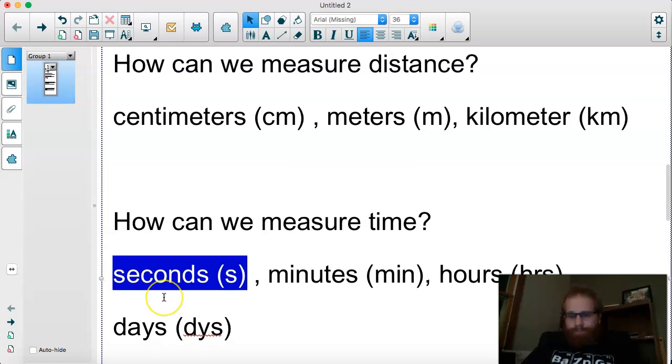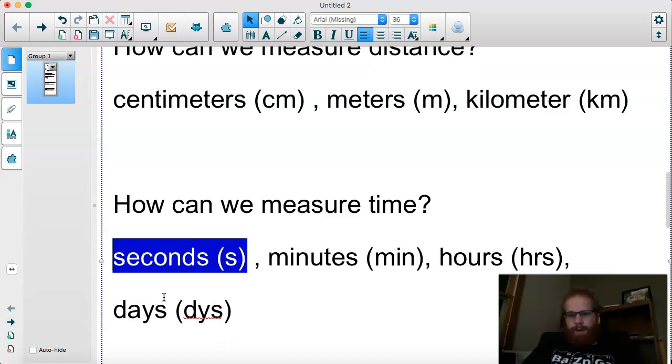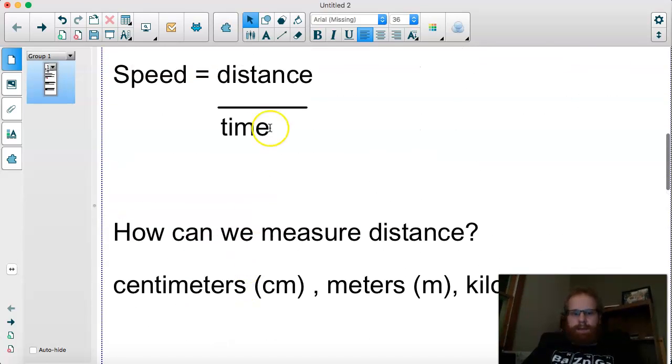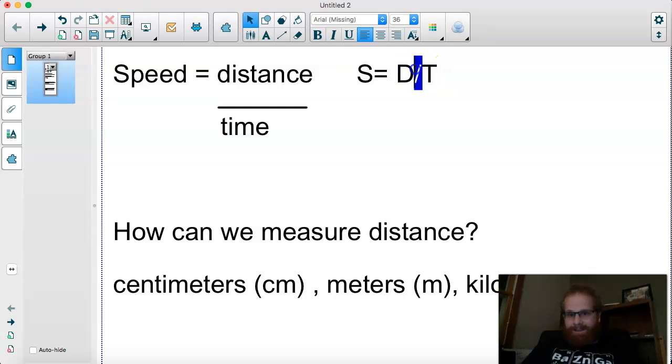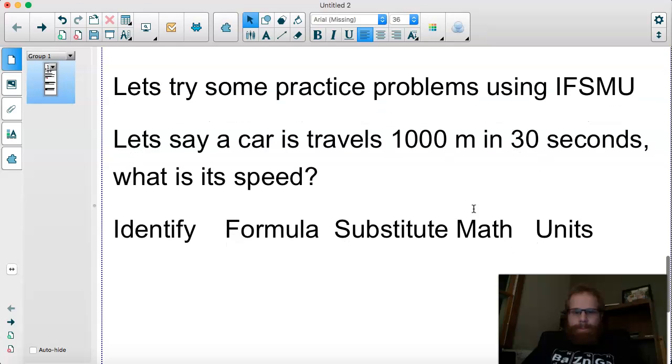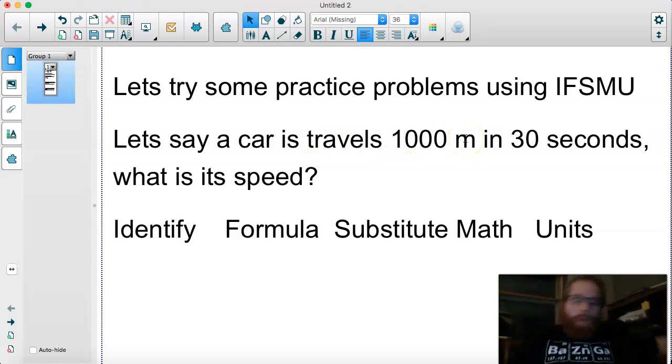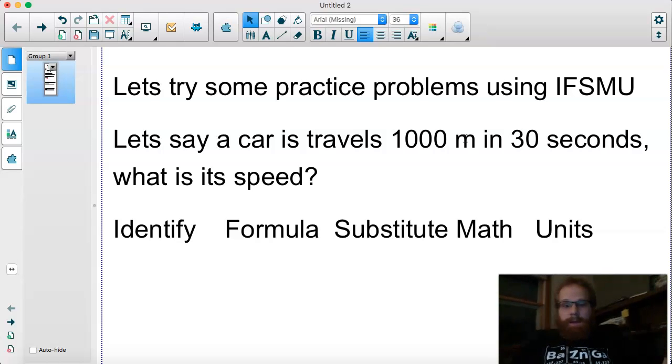Okay, so let's do a couple of practice problems. Let's get some practice using this handy-dandy speed equals distance divided by time equation, or S equals D divided by T. That's how I'll be writing it for the most part, distance divided by time. Okay. All right. So in this particular practice problem, we've got a car, and it travels 1,000 meters in 30 seconds, and I want to know what that car's speed is.